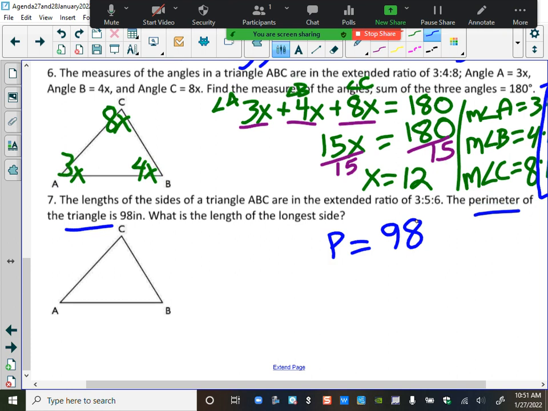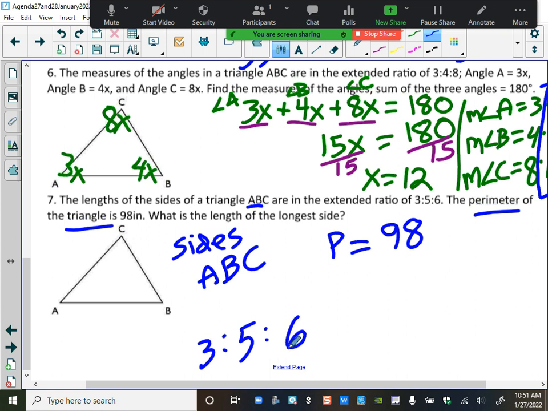So here, what I should have said was, if you look at your triangle from A to B, anytime you have sides like ABC, and when you do your ratio, this first number represents the first 2 letters.